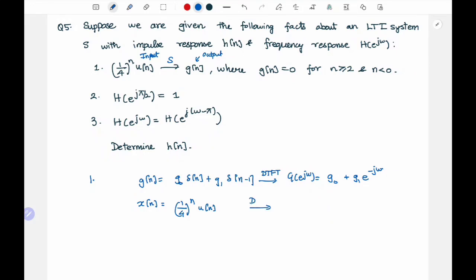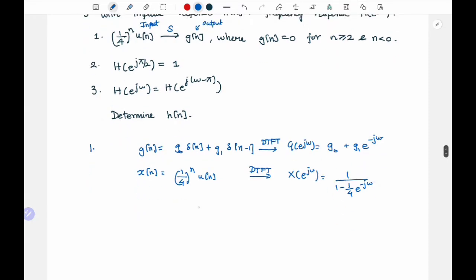And this one is very easy. You know it is 1 by 1 minus a e^{-j omega}. Here your a is 1 by 4. So your X of e^{j omega} is nothing but 1 by 1 minus 1 by 4 e^{-j omega}. So what will be your H of e^{j omega}? It is nothing but your output transfer function divided by your input transfer function. So it is g0 plus g1 e^{-j omega} divided by 1 by this. So you'll have a multiplication.